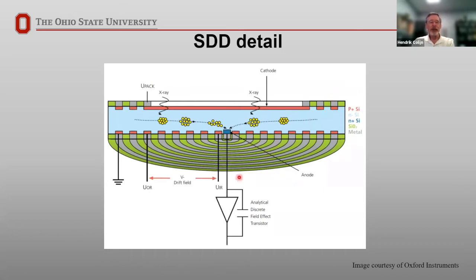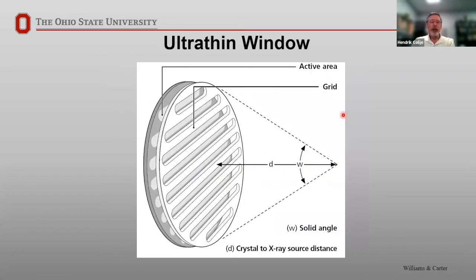But in any case, you're generating a certain amount of charge that is proportional to the X-ray energy. So in the front of the units, you will have usually some sort of a window. This was absolutely required for the SiLi detectors because since they were maintained at liquid nitrogen temperatures, they would ice up very quickly when exposed to any kind of atmosphere.